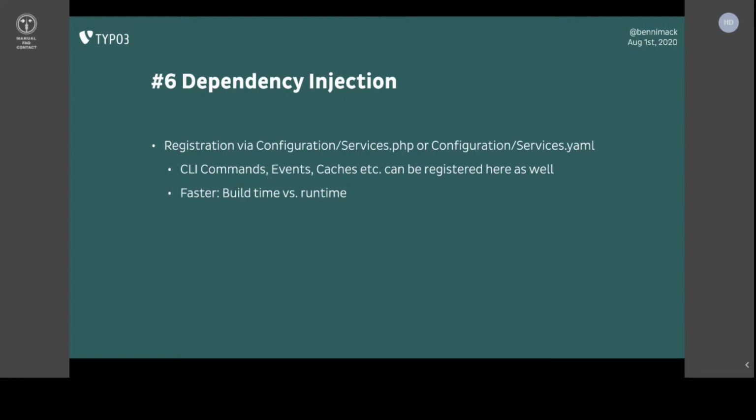And the cool thing is this dependency injection, as mentioned, can be used for configuring CLI commands, events. You can configure caches like that. And because it's all done at build time, your xlocalconf file gets smaller. And every time you throw something out of your xlocalconf file, every request will get faster in backend and frontend.